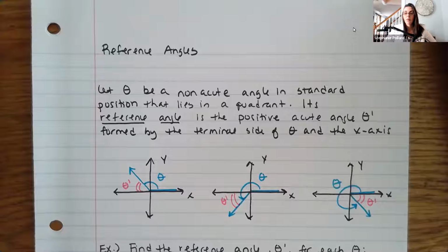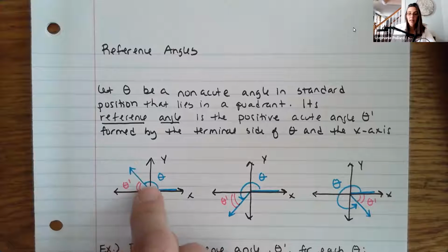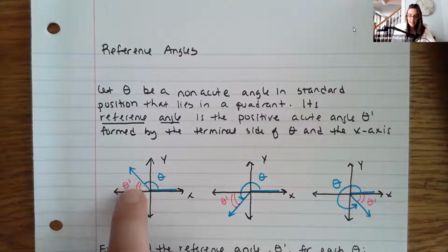So theta prime is always going to be acute, meaning less than 90 degrees, and it is formed by using the x-axis, either side of the x-axis. So for instance, here's when we have our terminal angle in quadrant 2. And what happens is that reference angle is just the angle left over to get down to the x-axis. So it's this little pink angle here.